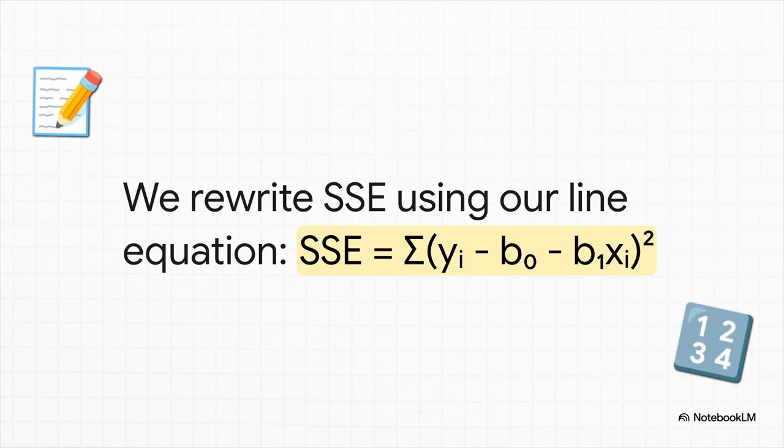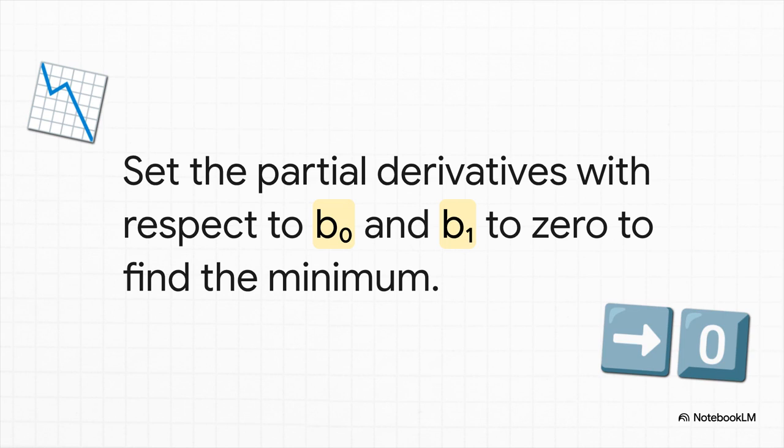Here we go, step 1. All we've done here is replace that little error term e with what it actually stands for, which is the real y value minus the y value our line predicts. And now you can see this whole equation is just a function of the two things we're trying to find, b0 and b1.